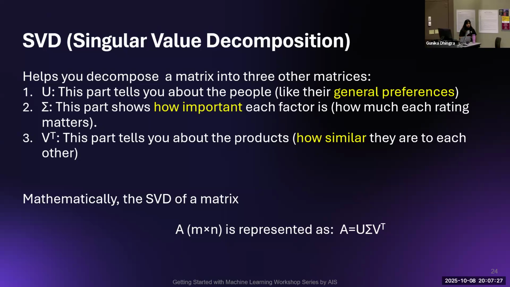And mathematically, for any given m cross n data that we have, or the matrix that we have, we determine SVD by this simple mathematical formula that is at the bottom.